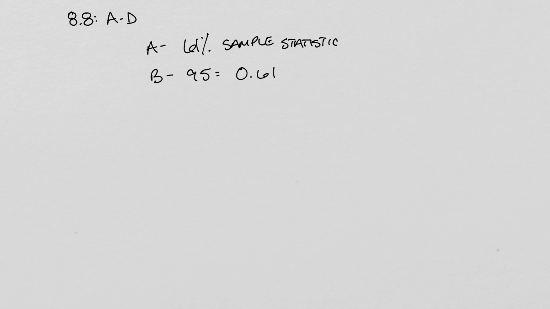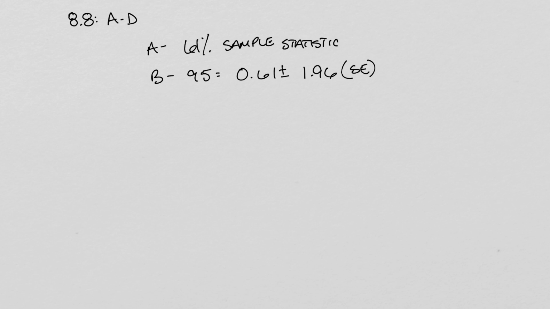For A, 8.8a, 61% is a sample statistic. It's the observed sample proportion. For B, 95% confidence interval, you know the formula, 0.61 plus or minus 1.96 times the standard error, right? And you calculate the standard error, it comes out to be 0.586 to 0.634. And that's your confidence interval.